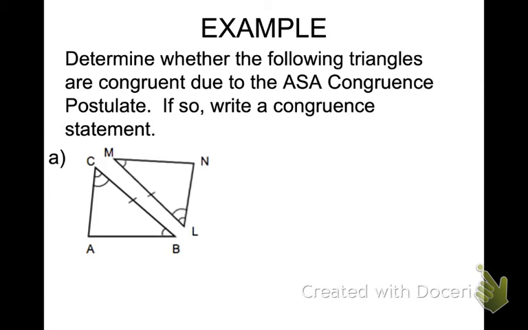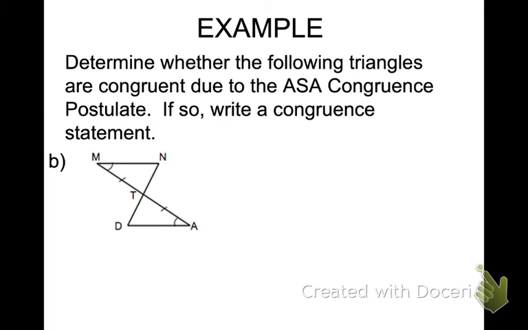Does everybody see the angle side angle in the second one? No. Where's the second angle? Because they're vertical. Don't we have vertical angles right here and right here? Yeah. So now you have an angle here, you have a side, and you have an angle. So it's the included side. So here we do have a yes.